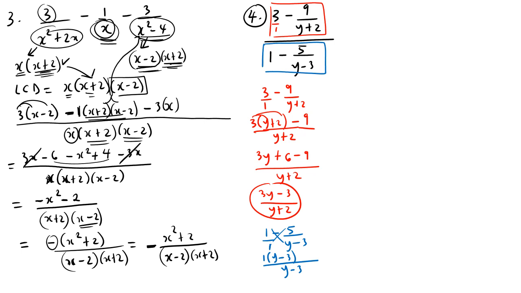Then here you get negative 5 times 1, which is just negative 5, because we'll have the whole factor for the denominator. So this is what we get. If we expand further, it will be y minus 3 and minus 5, which gives us y minus 8, all over y minus 3. So this is the result we get.